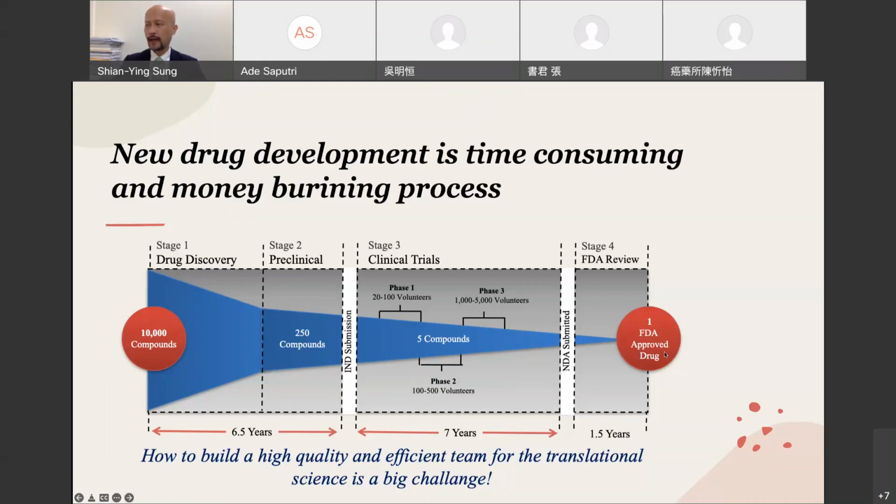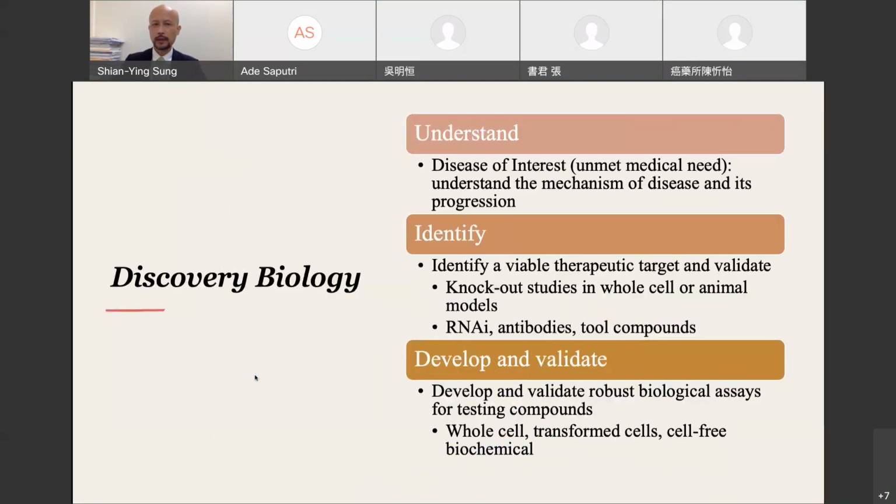Then you go through the FDA review and become a real drug. This takes about 15 years. Think about 15 years, just to develop one drug for daily clinical practice. That is time consuming. So in order to shorten this timing, we are trying to build a superhighway at Taipei Medical University. This represents the translational research in our department.